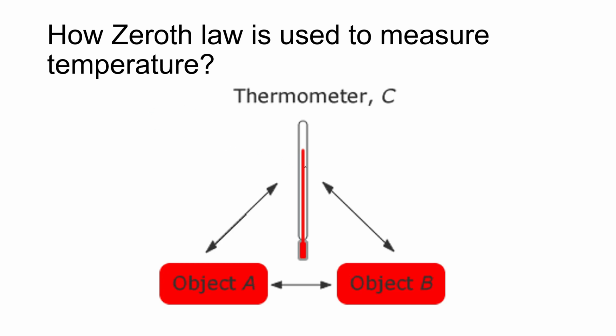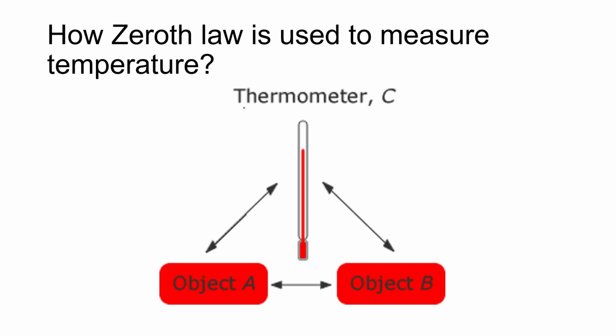You can see here three bodies, object A, object B, and object C. And object C is replaced by a thermometer. If thermometer C is used to measure the temperature of A, and it measures a temperature, and if again thermometer C is used to measure the temperature of object B, and if both the readings are the same, it means that object A and object B are in thermal equilibrium. So this is the concept of temperature measurement.